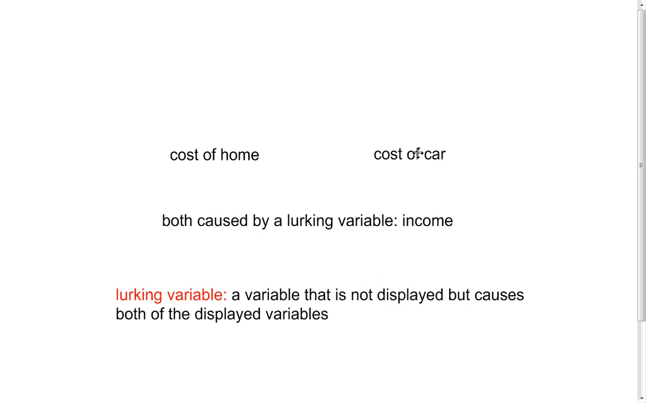So you have to be careful when you're looking at two things that are correlated or have a strong association. It doesn't mean that one causes the other. Sometimes there is a lurking variable behind that causes both of them.